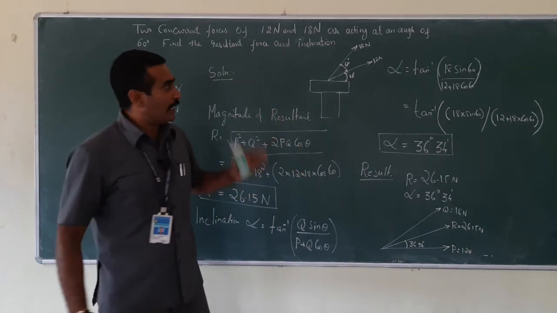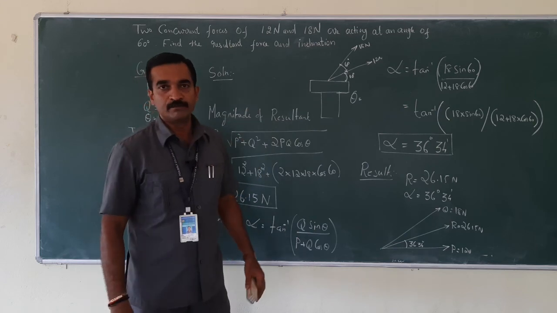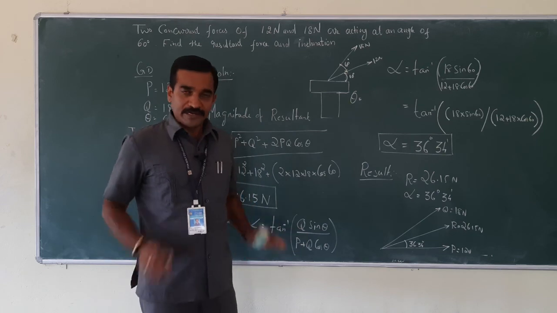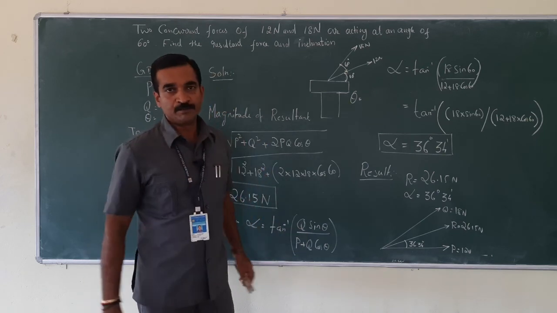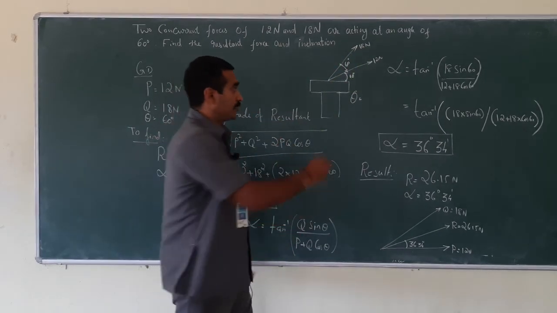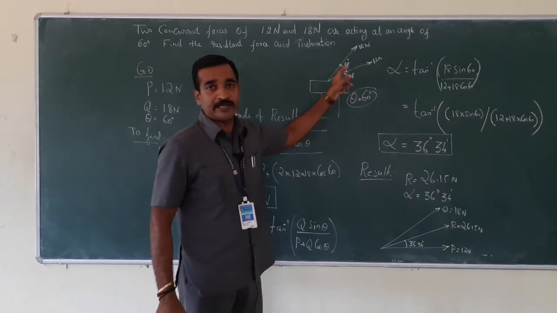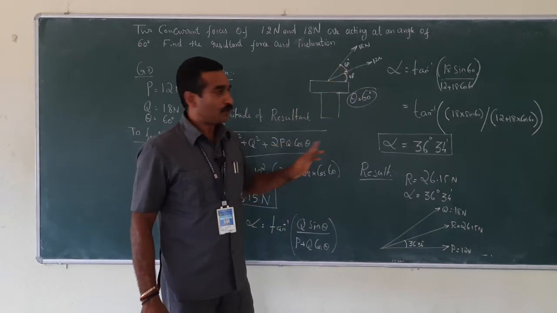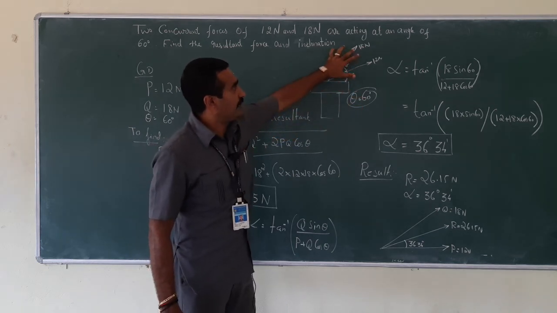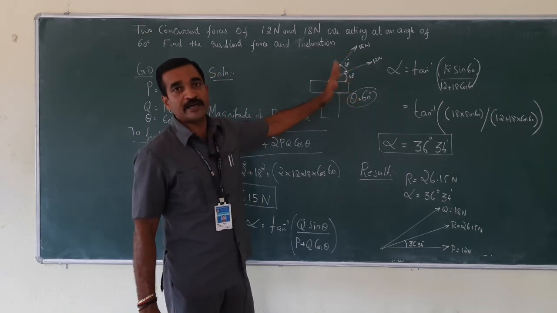What value will you take for theta? It should be either 60 or 70. What is the theta value? What does theta stand for? Theta is the angle between two forces. So you should mention only 60. Don't put 70, or 60 plus 10, or simply 10. You should conclude here that theta is the angle between these two forces. So theta should be 60. Don't put 70 or 10.